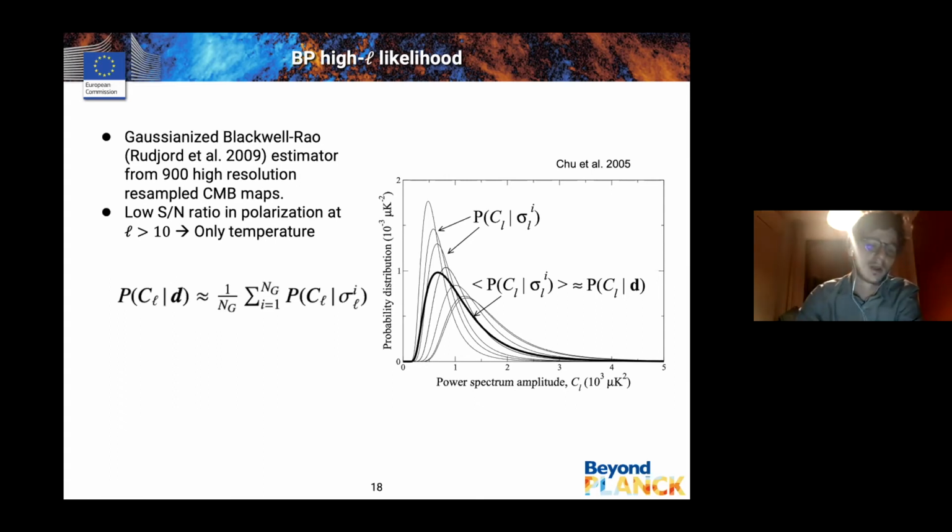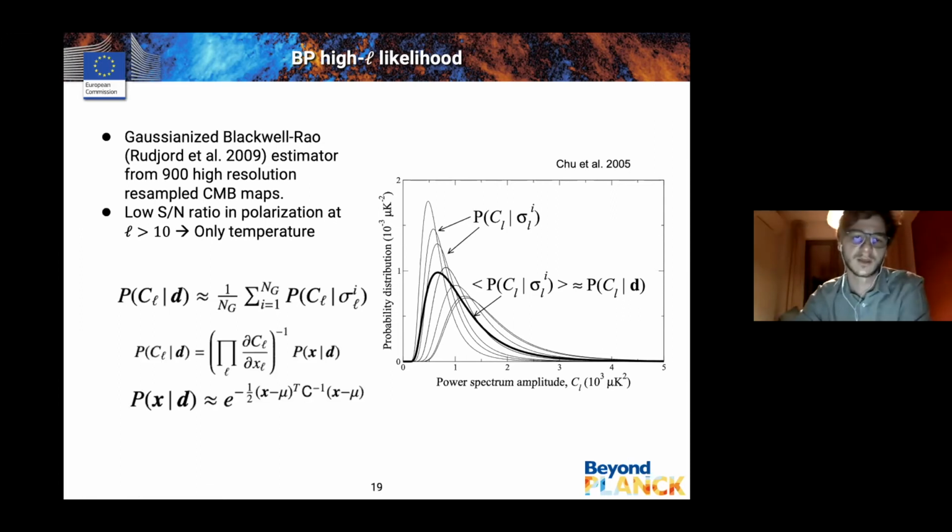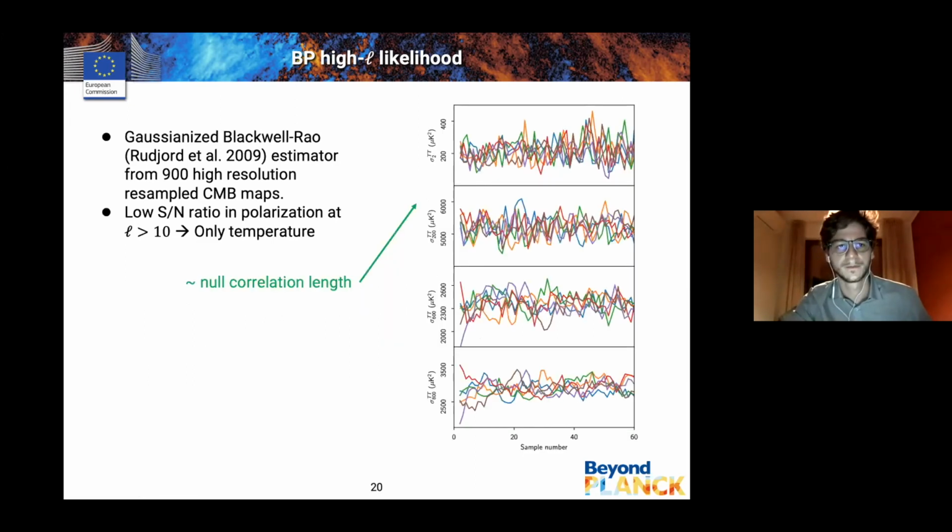What we do for getting faster convergence is to move into Gaussianized variables. So the Gaussianized Blackwell-Rao estimator is constructed by applying this Jacobian transform. This is the Jacobian of the transformation. So we are moving into x_ls that are by definition Gaussianized variables, in the sense that the distributions of these x's are Gaussian, as you can see here. Moving into this space, we construct the Gaussianized Blackwell-Rao estimator on which we build our higher likelihood.